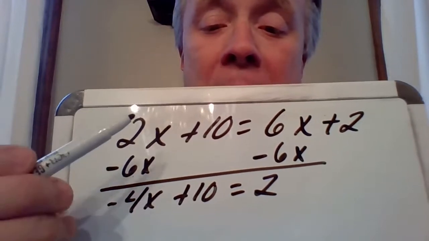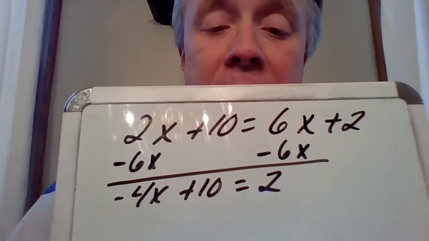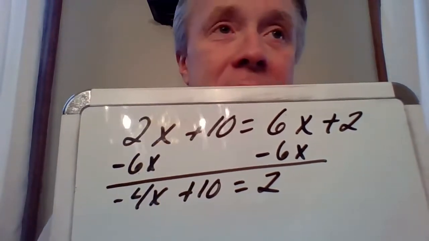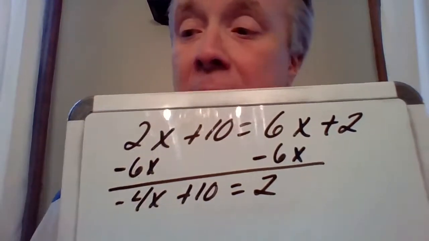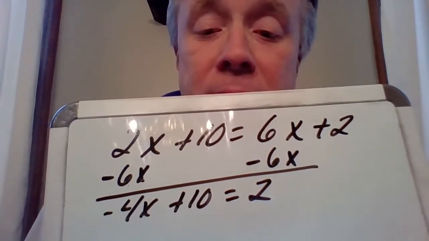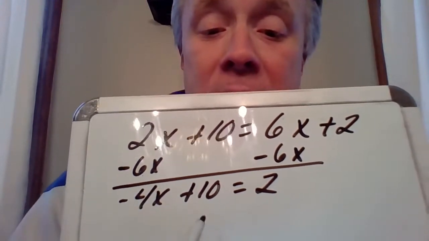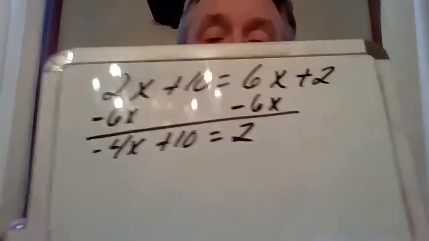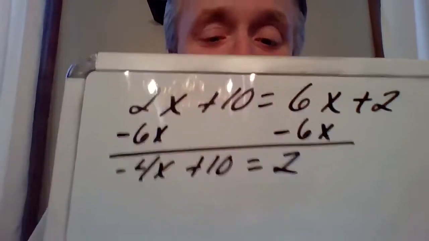negative 6x minus 2 gives me a negative 4x. I bring down the 10. A positive 6 and a negative 6 is 0, so I don't write the 0. They just cancel out, and I bring down the 2. So now I got to move the 10. And look, the 10 is a positive, so I'm going to do the opposite, which is a negative. So I'm going to subtract 10 from both sides.